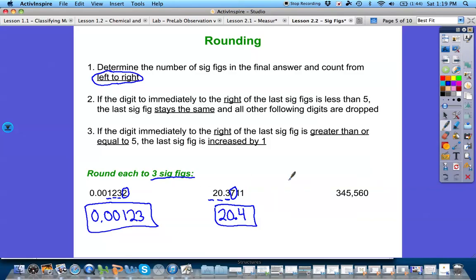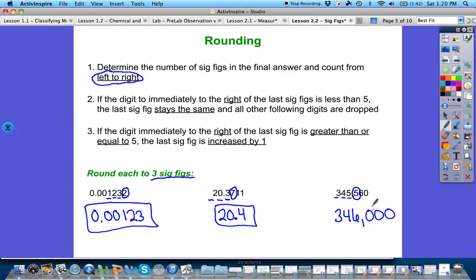And then our last number, 345,560, we are going to start on the left, count over 3 digits from the first non-zero, so 1, 2, 3. Immediately to the right is a 5, so we've got to round up. So we are going to round this up to 346,000. We can't just round this to 346, and that's typically what people want to do. These zeros are not significant, so that gives us 3 sig figs.